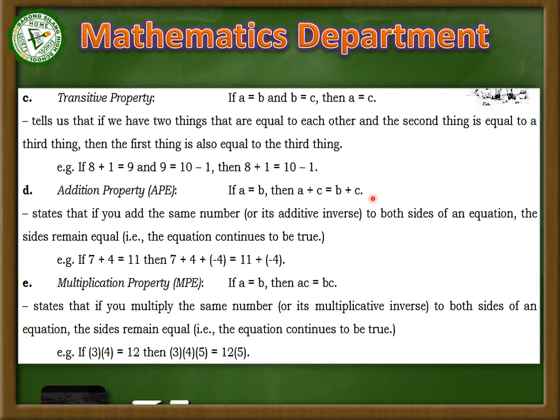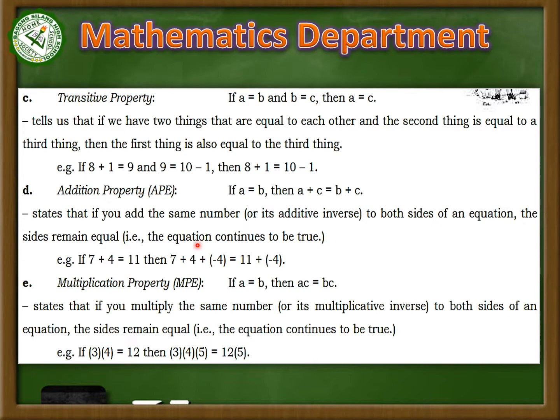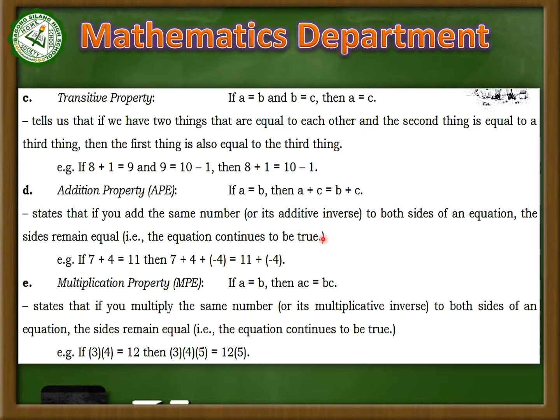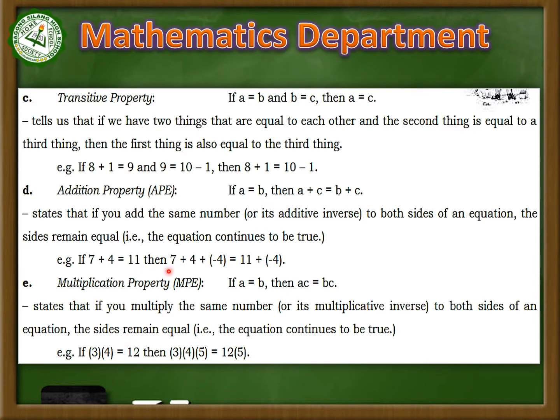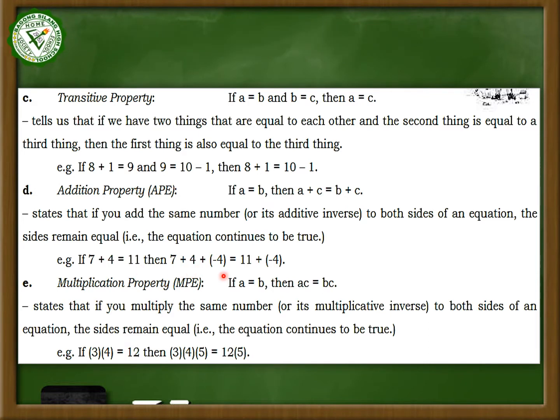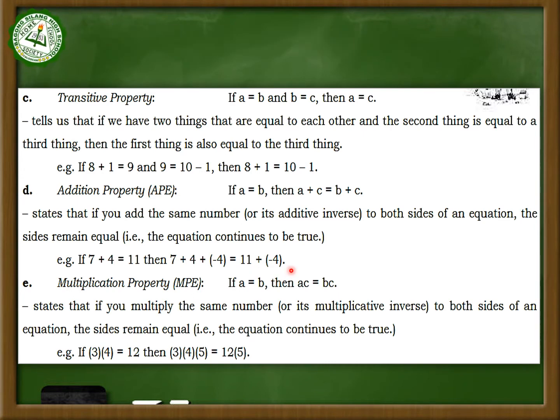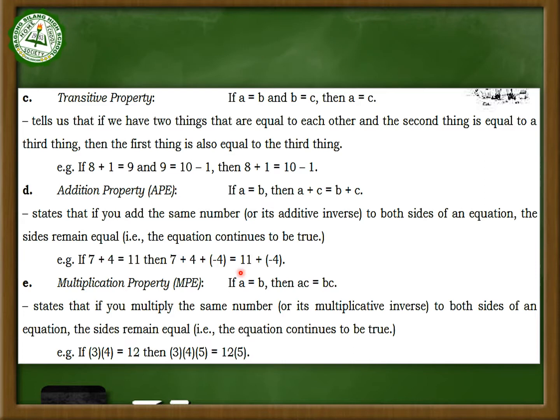Did you still remember the properties of real numbers? To both sides of an equation, the sides remain equal. For instance, the equation continues to be true. Okay, so let's have an example. If 7 plus 4 equals 11, then 7 plus 4 plus negative 4 equals 11 plus negative 4. It's true because you're just adding the same number on the left and right member of the equation.